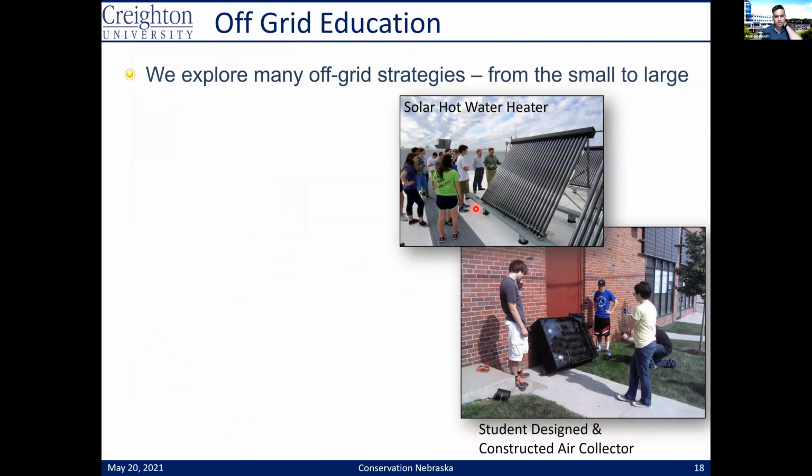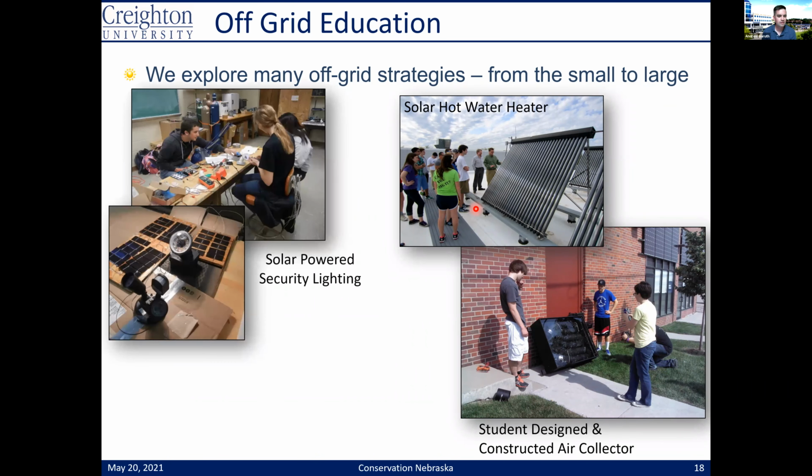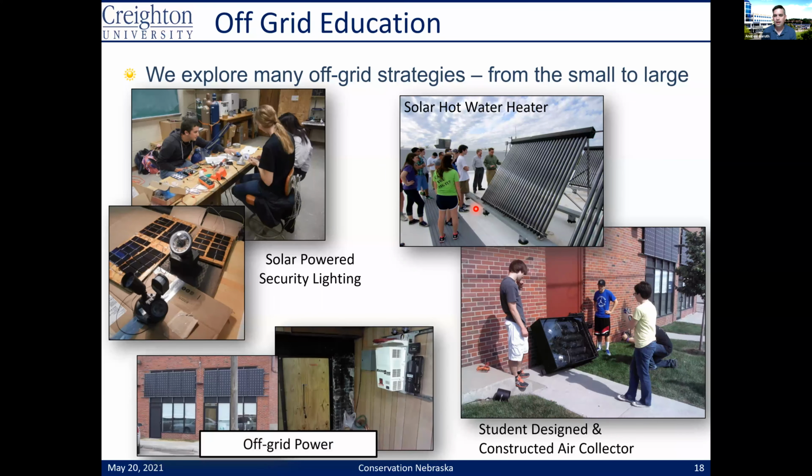We also do off-grid strategies. That might be things like solar hot water heaters and hot air collectors, as I mentioned before. But it might be something simple like making solar-powered security lighting. This is a good way to get people introduced to the basics of how solar cells work and some of the simple things that you can do, all the way up to some off-grid power, so maybe for lighting for a building, which was what this was, for example.